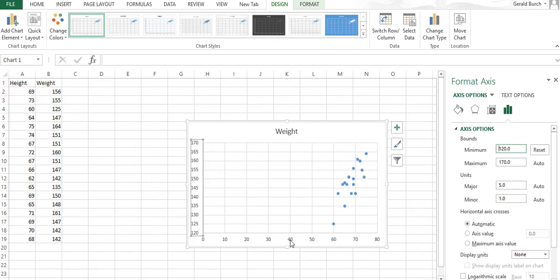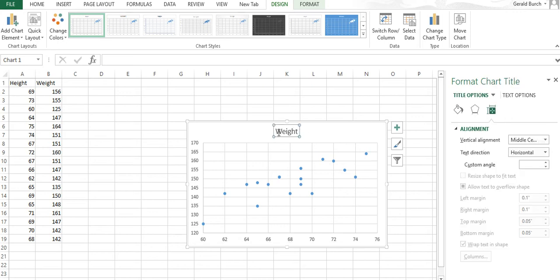Now if we go ahead and fix our x-axis here, I'm going to double left click on the x-axis. I think we go from about 60 to 80. Let's just make it 60 to 80 here so we can get it in there. Okay, now we have a scatter plot, and this scatter plot is of weight versus height.